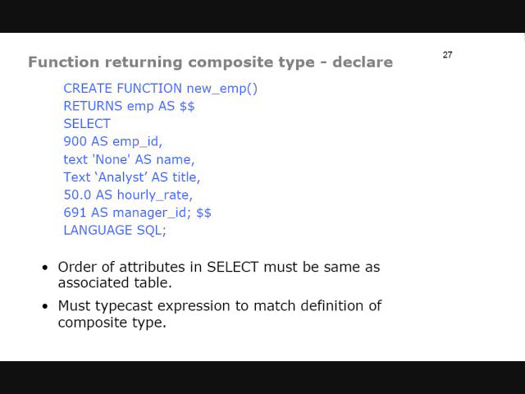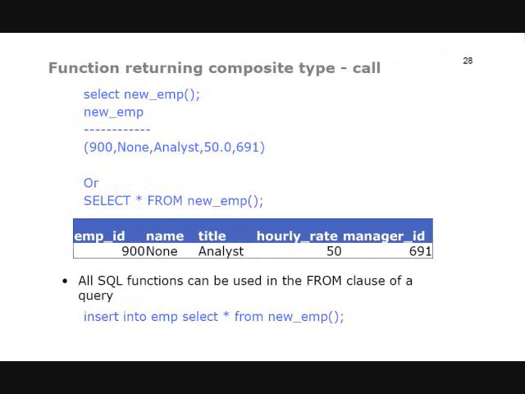Now, if I want to call that function, then I could have select new_emp, brackets, and that is a call of my function. That is going to return to me all of the data in one field. So what it will return is a text string that contains all of the data that I entered, if I call it like that. Or I could say select star from new_emp. If I call it like that, it will delimit my fields and tell me that empid is 900, name is none, title is analyst, hourly rate is 50, and manager ID is 691. So it's just how it displays my information, depending on how I call the function.